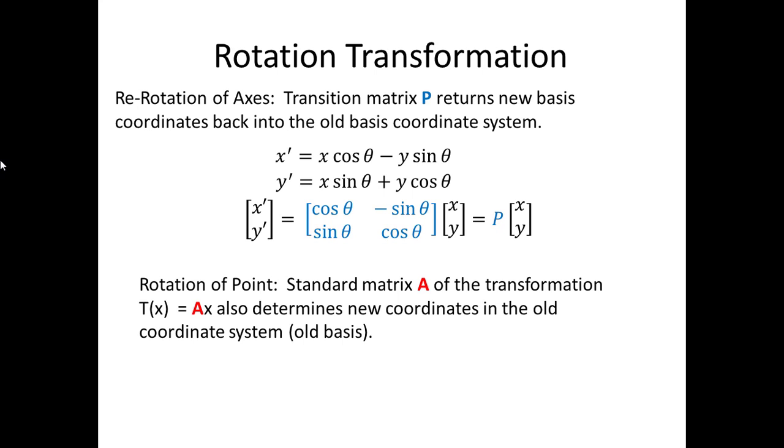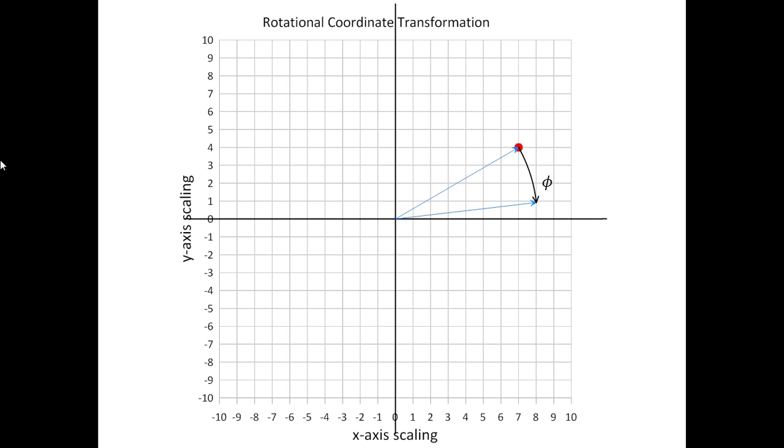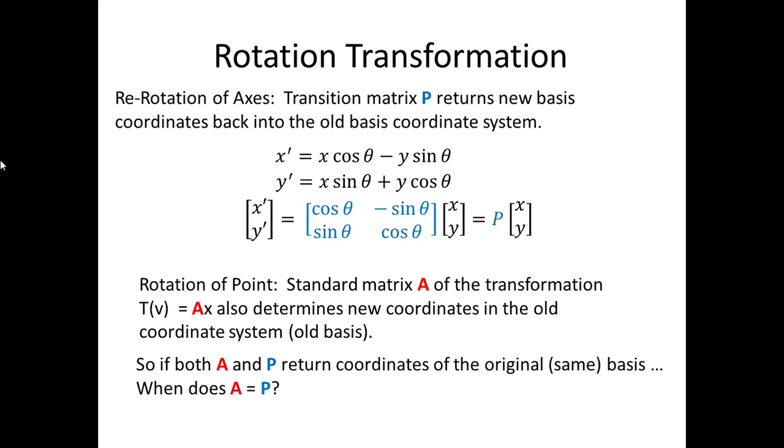So as opposed to the rotation of the point, when does the standard matrix A of the transformation T(x) = A x, rotating the point, also determine the new coordinates in the old coordinate system? And that's this effect. So when do both A and P return the coordinates into the original basis? When does A equal P? When theta equals the opposite angle. And this is a little bit of the proof that we need for that.